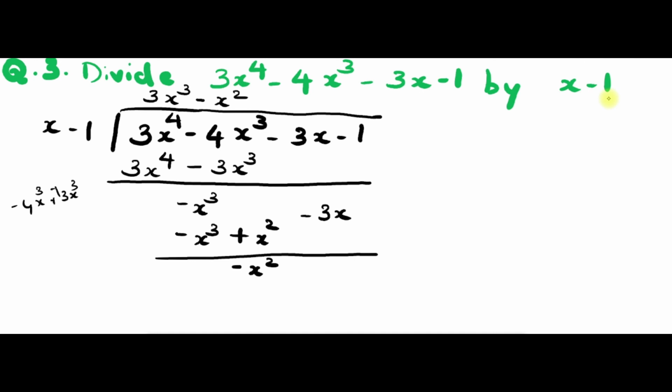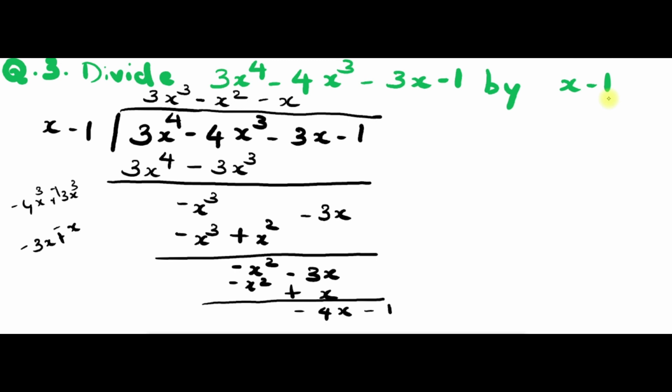Minus x square, bringing this 3x down, minus 3x. Minus x square divided by x is equal to minus x. Minus x into x is equal to minus x square. Minus x multiplied by minus 1 is equal to plus x. So, minus 3x minus x is equal to minus 4x. Bringing this 1 down, so minus 4x minus 1.